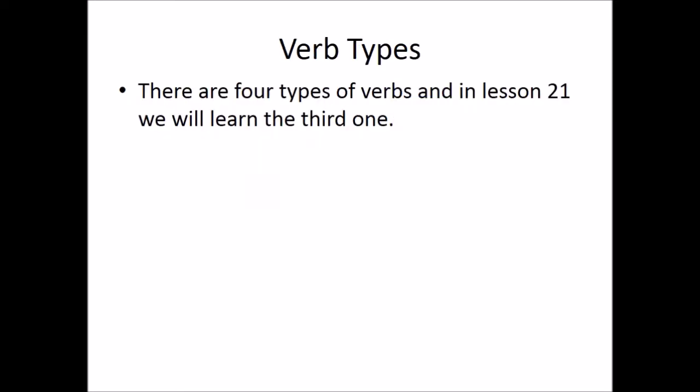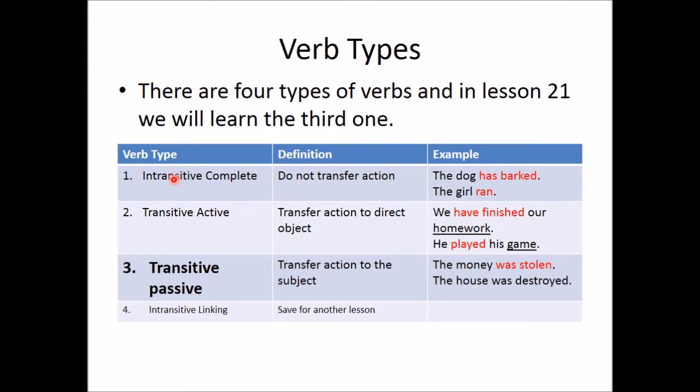So there are actually 4 verb types, and in this lesson we're going to learn the third one. So here's a chart with 3 of them. Here's the intransitive complete, no transfers. Here's the transitive active, transferring to the direct object. Our next verb that we're going to learn is called transitive passive. And in this case, this verb is going to transfer the action onto the subject. Yes, the new verb, transitive passive, transfers the action to the subject. So let's look at that more closely.